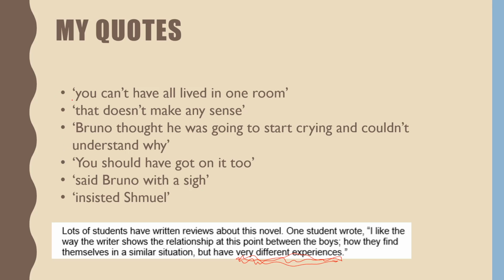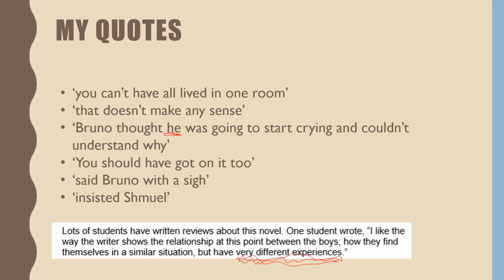So I chose these quotations here. "You can't have all lived in one room." That's what Bruno says to Shmuel. He's incredulous; he can't believe it, which shows that their experience is very different. He can't even believe that he's telling the truth. "That doesn't make any sense." Bruno says the same thing to Shmuel again. Again, he shows they're very different because he can't understand it. "Bruno thought he was going to start crying and couldn't understand why." Shmuel looks like he's about to start crying, and Bruno doesn't know why, because he can't understand it, because he's never been through that.